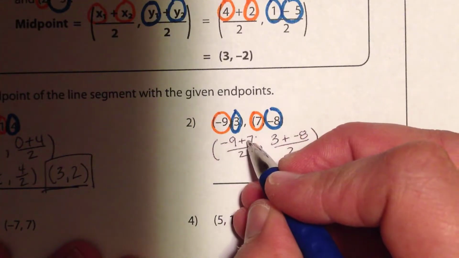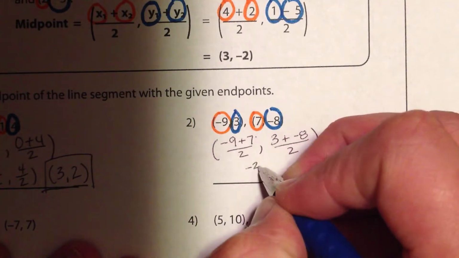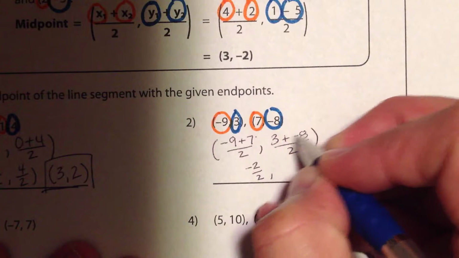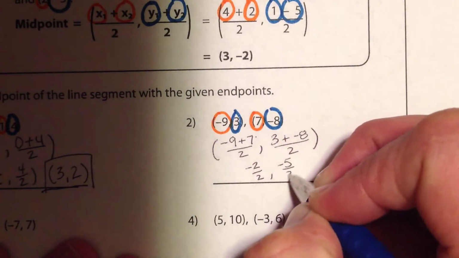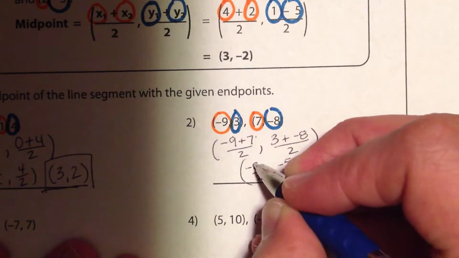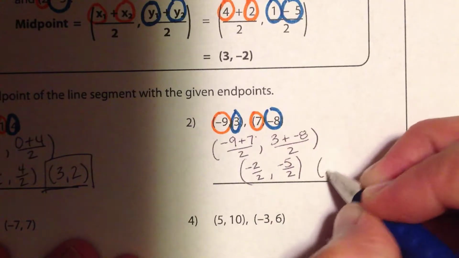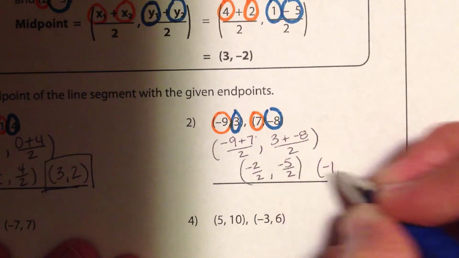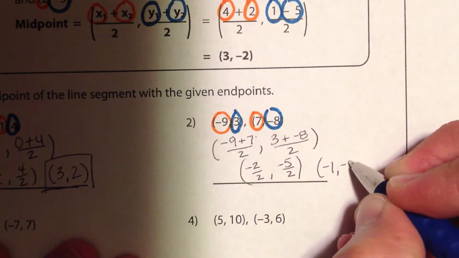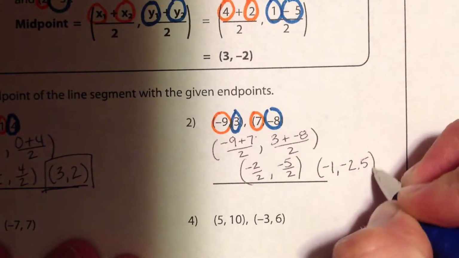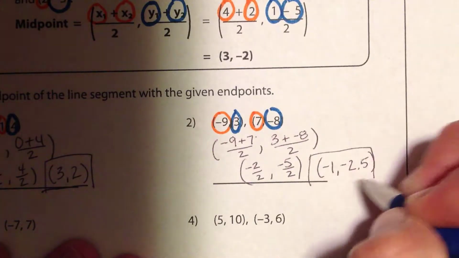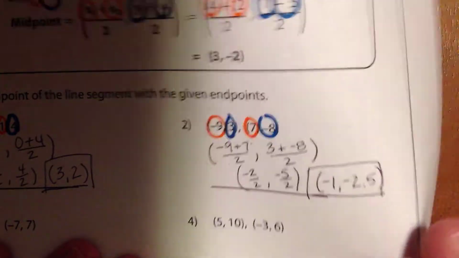So negative 9 plus 7, that's negative 2, divided by 2. 3 plus negative 8 is negative 5, divided by 2. Negative 2 divided by 2 is negative 1, and negative 5 divided by 2 is negative 2.5. That's our midpoint there.